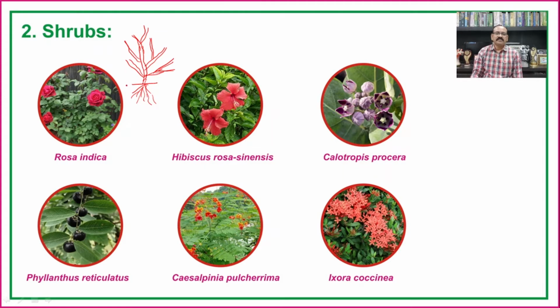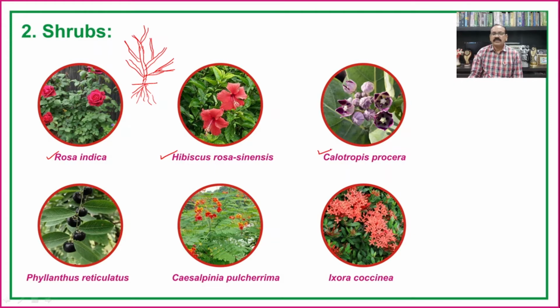Here the examples of the shrubs are Rosa indica, that is the rose plant, a very common ornamental plant, and China rose, which is Hibiscus rosa-sinensis.